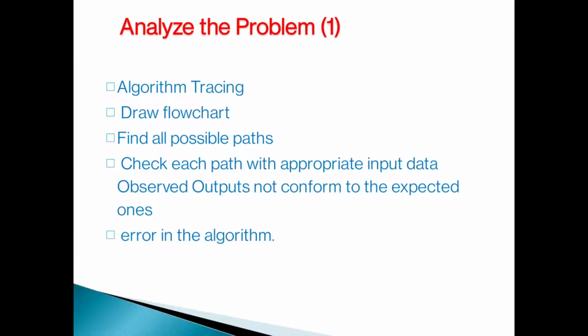And next, we have to analyze the problem. Analyzing the problem consists of algorithm tracing, that is the requirements, and we have to draw the flow chart, find all the possible paths in the flow chart, and check each path with appropriate correct input data. And finally, we should observe if the outputs do not conform to the expected ones. And the last one is, what are all the errors in the program? We all know there are types of errors: syntax errors, semantic errors, logical errors and runtime errors. The errors expected in the program should definitely be analyzed.